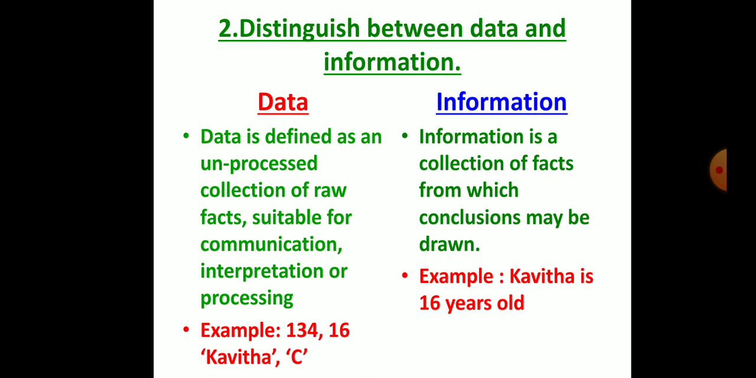Distinguish between data and information. Data is defined as an unprocessed collection of raw facts suitable for communication, interpretation, or processing. On the other hand, information is a collection of facts from which conclusions may be drawn. Example for data is 134, 16, Kavita, C. Example for information is Kavita is 16 years old.